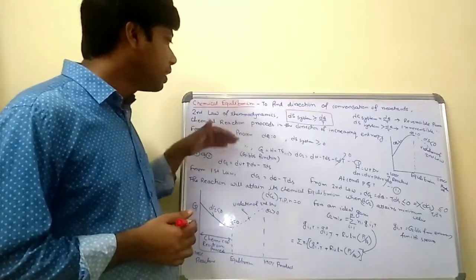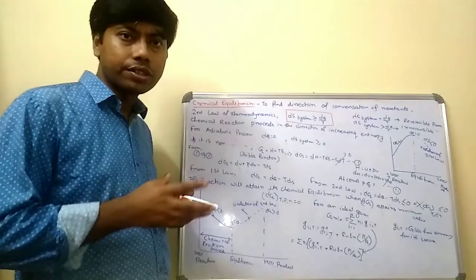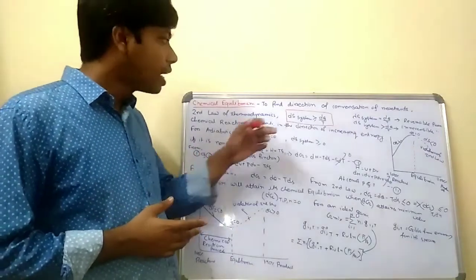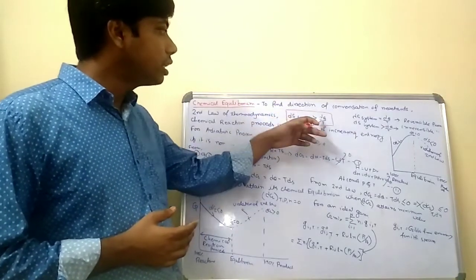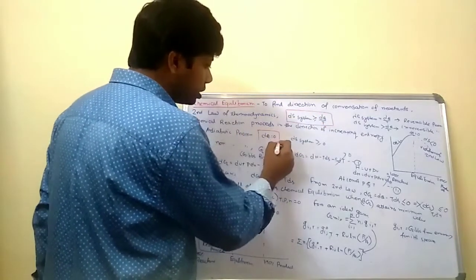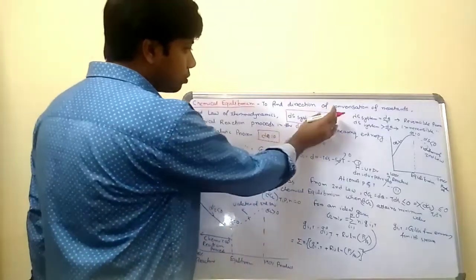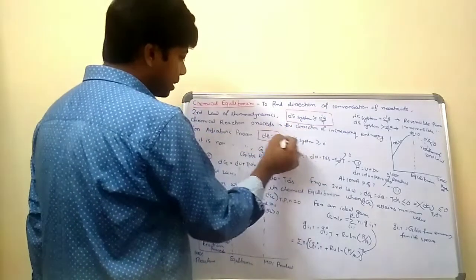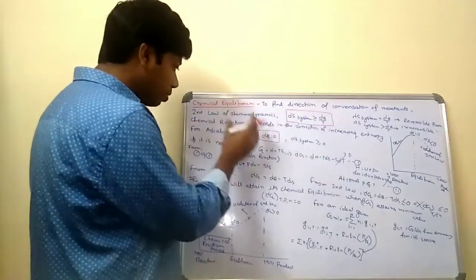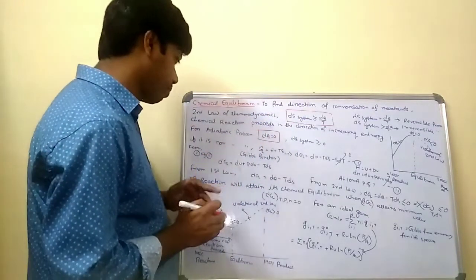Now for the adiabatic process, the heat transfer is equal to 0, that means dQ is equal to 0. And you know that dS system is greater than or equal to dQ by T. So for the adiabatic process dQ is equal to 0, and if you put this value in, you get dS system greater than 0, and you know that the chemical reaction proceeds in the direction of increasing entropy.